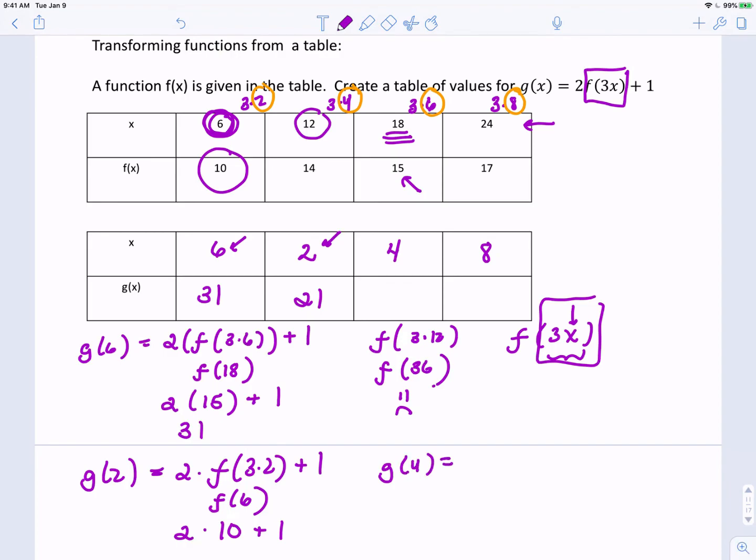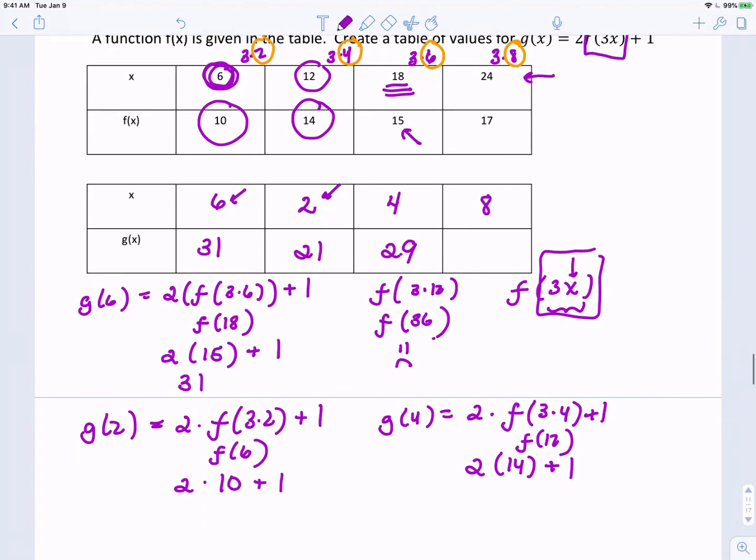Let's try the next one, g of 4. g of 4 would be the same as 2 times f of 3 times 4 plus 1. That would be f of 12. And we can see from our table that f of 12 is 14. So that's 2 times 14 plus 1, or in other words, 29.